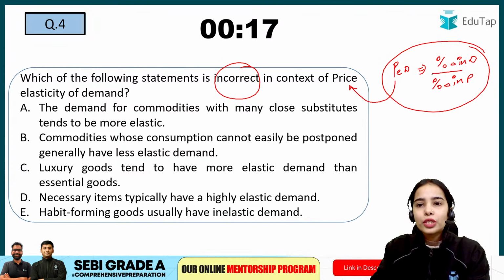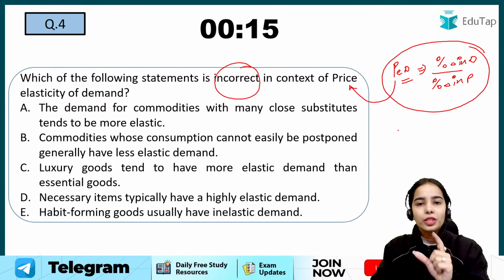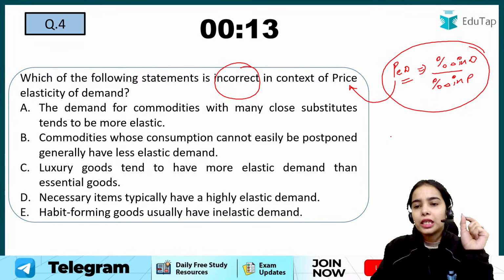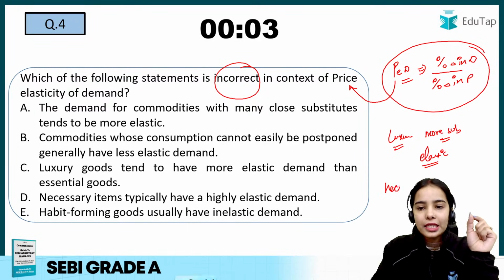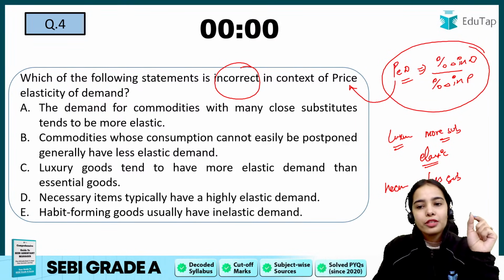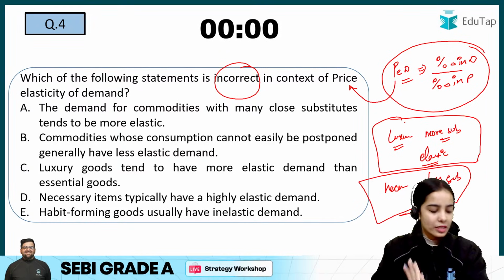In price elasticity of demand, remember two or three things very clearly. Luxury goods, or goods that have more substitutes, have elastic demand, while necessary goods, or goods that have fewer substitutes, have inelastic demand. If you know these factors, you will be easily able to answer this question.